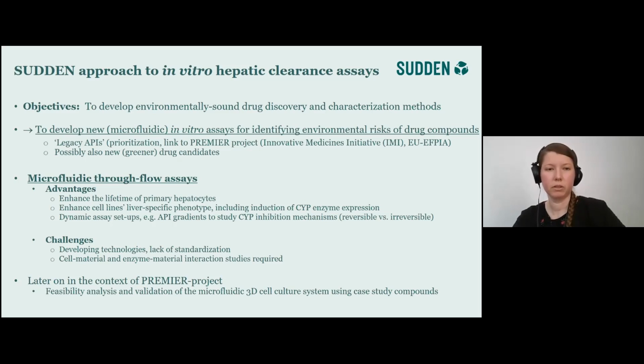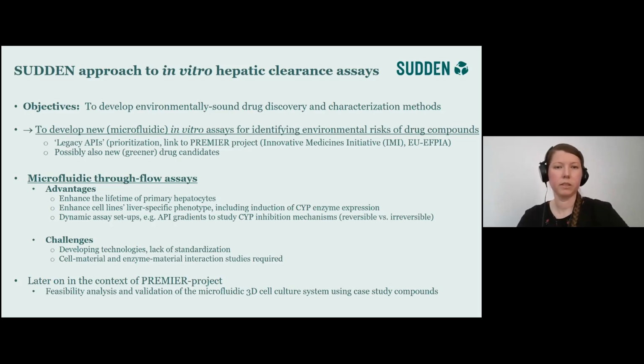But also, without the standardization, we need to study how the cells react to the material, if the material itself is toxic, and so on. And also, if we use subcellular fractions, the enzyme material interaction should be studied.